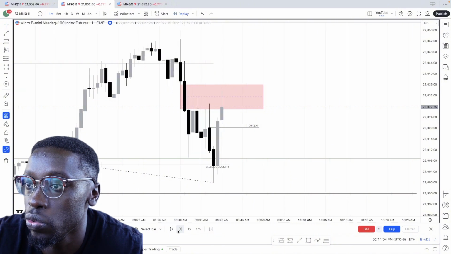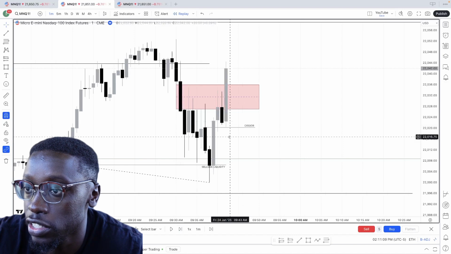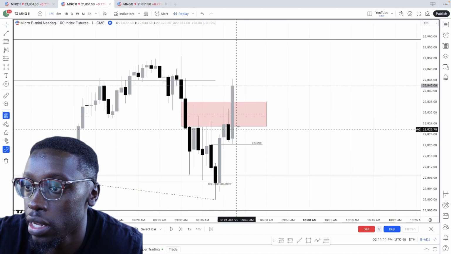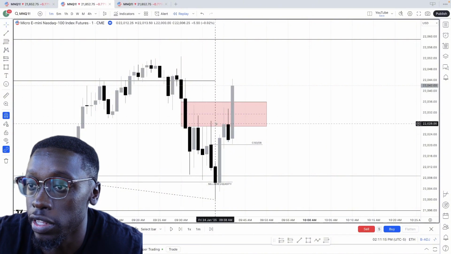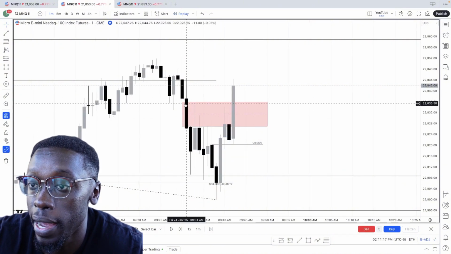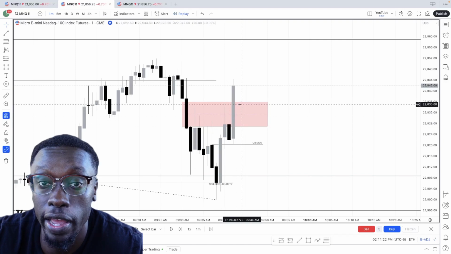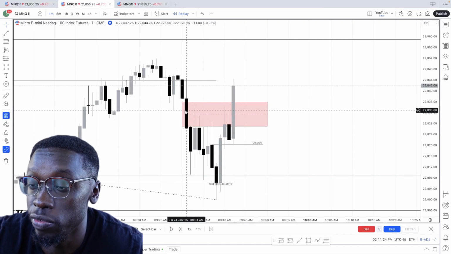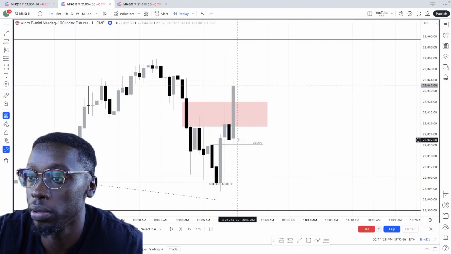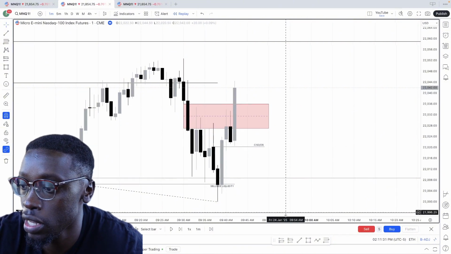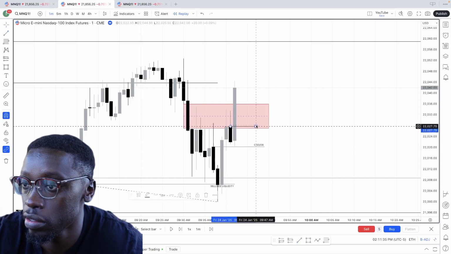And ultimately, we do end up coming back down, retesting this change in state of delivery, and ultimately then forming an inversion here, right? Meaning this candle, this imbalance, this bearish fair value gap has now become a bullish one, right? We've disrespected the bearish side, and once we close above it, it's turned into a bullish one. So at this point, I was potentially looking to see us trade back into this proportion block here, right?